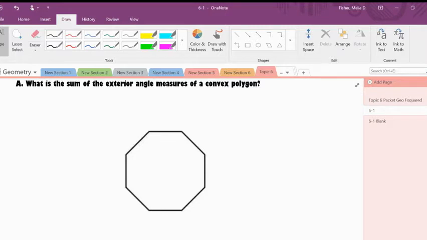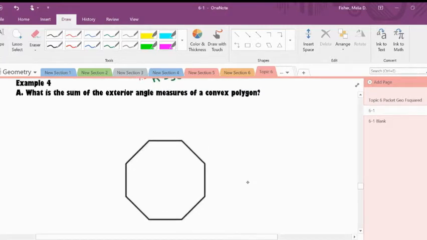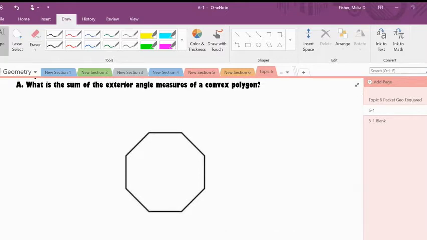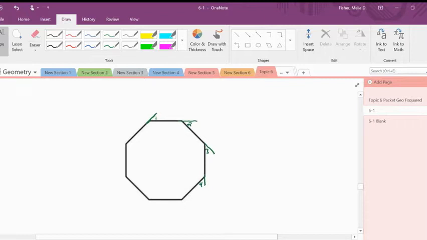Here's one example. Number 4: What is the sum of the exterior angles of a convex polygon? Let's talk about how many exterior angles there are. So if I extend this, there's 1, 2, 3, 4, 5, 6, 7, 8. So if there are 8 sides, there are 8 exterior angles.